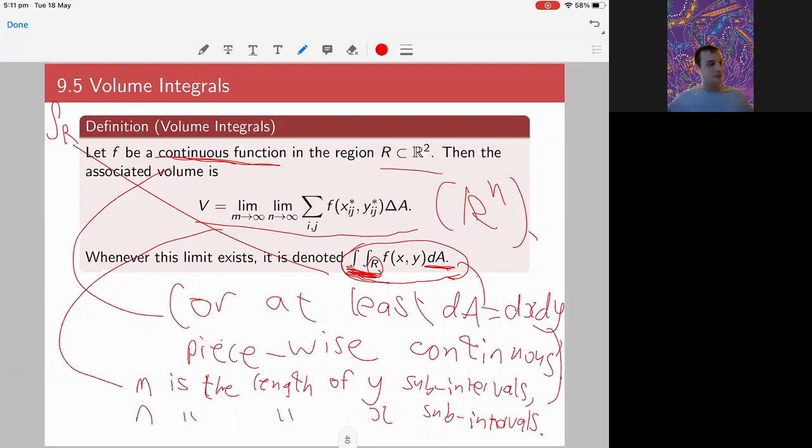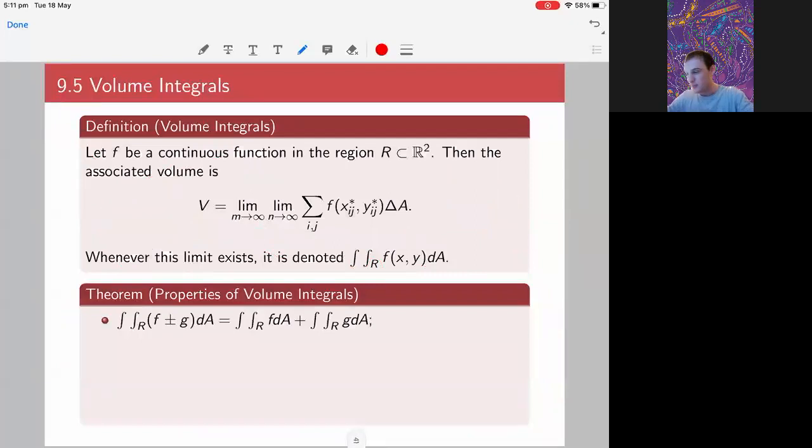Okay, now we've defined volume integrals, and so you may guess what's coming next. We've got to describe properties of this volume integral to reinforce in our heads the idea that this definition does match up with our intuition about what volume should actually do. First thing, if I'm looking at the volume underneath the sum of 2 surfaces, then that should be the same as the volume under one plus the volume underneath the other.